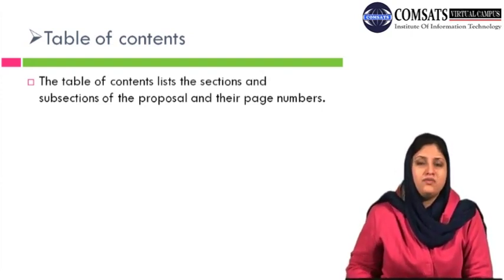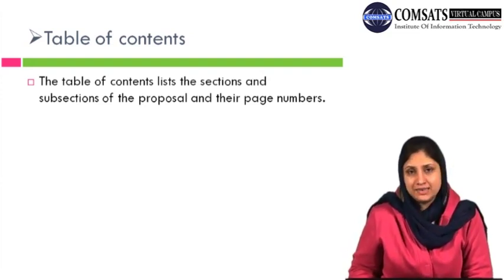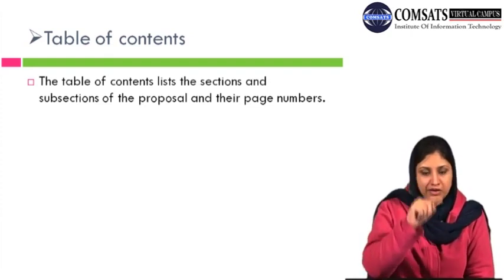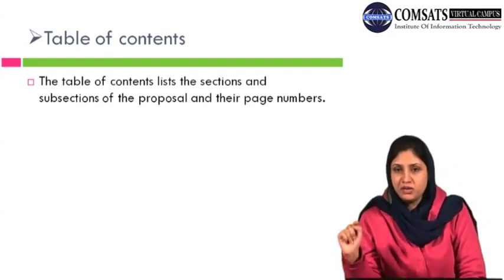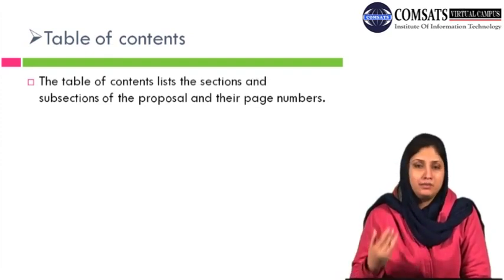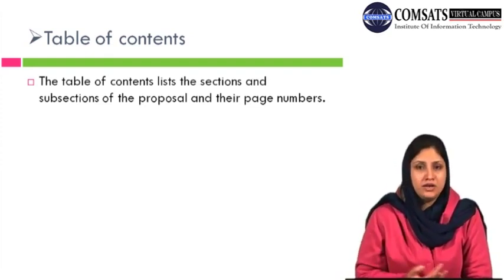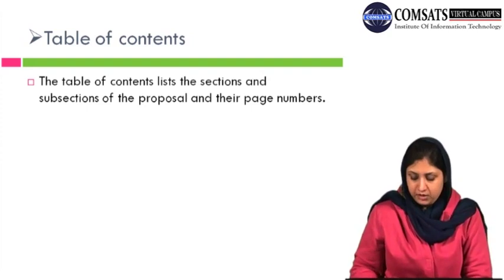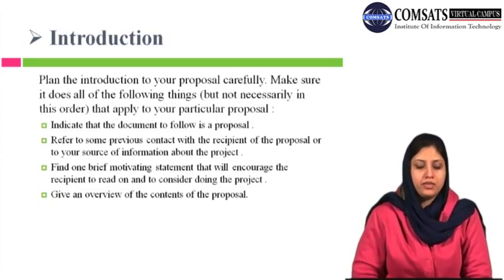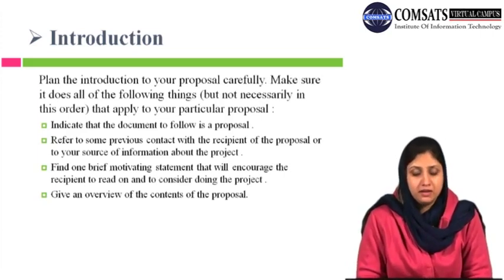So if the reader wants to quickly access some particular part, they can look at the table of contents and see which section it is and which page number it is on. You would definitely see an example of a table of contents in every book that you buy from the market. They have an index or table of contents. It's altogether the same thing.